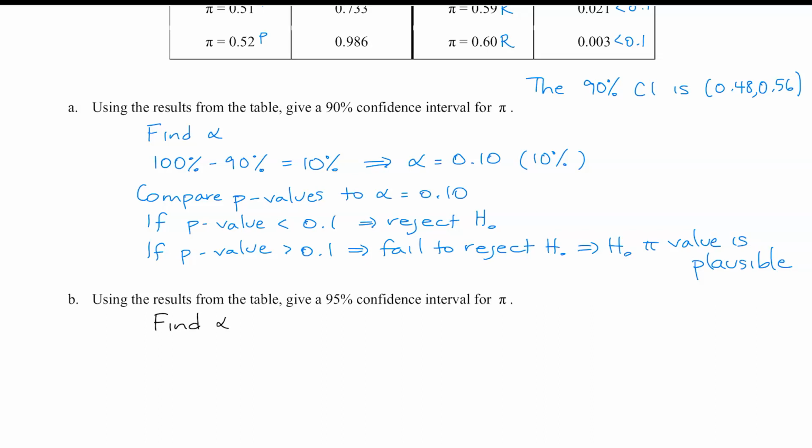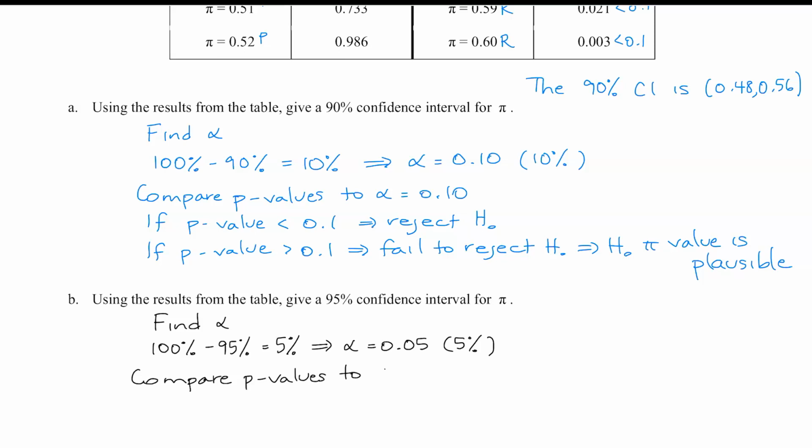Then part B says, using the results from the table, give a 95% confidence interval for pi. So the 95% confidence interval, again, we have to find the alpha value. 100% minus 95% is 5%, which means the alpha value is 0.05. That is the decimal equivalent of 5%. So now I'm going to compare the p-values in the table to 0.05.